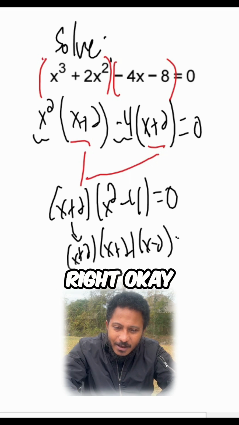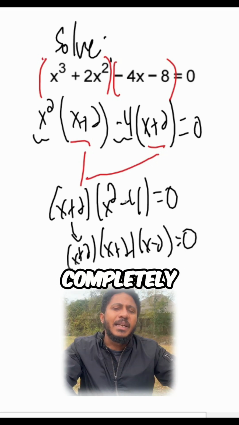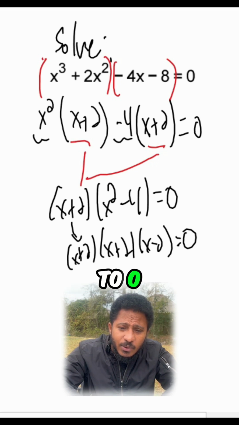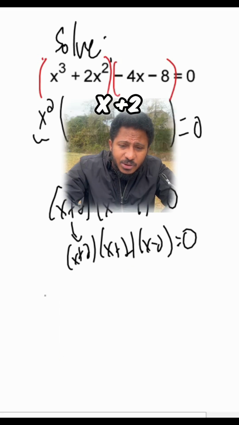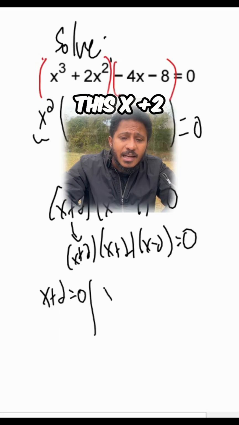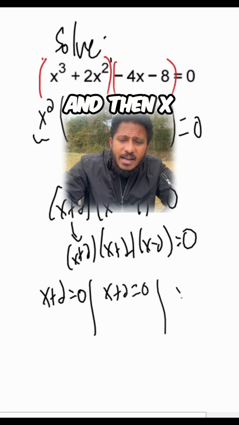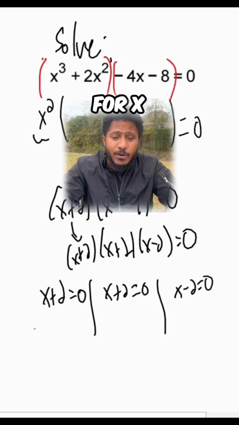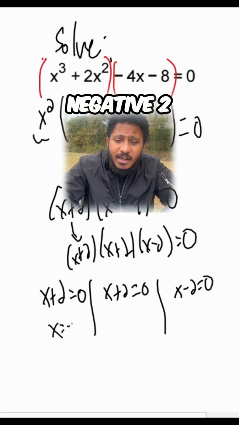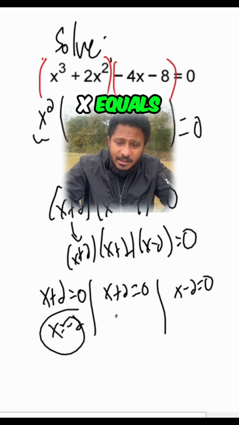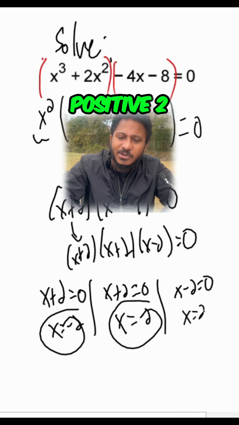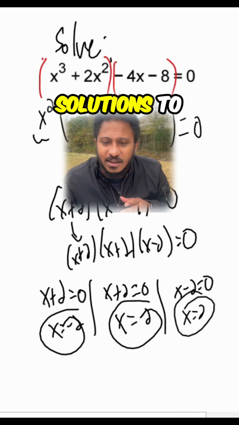So we get 0 on one side, and we completely factor the other side. Now we set each factor equal to 0. So here we set the x plus 2 equal to 0, this x plus 2 equal to 0, and then x minus 2 equals 0. Now we just solve for x separately. Here x equals negative 2, here x equals negative 2 again, and here x equals positive 2. So those will be our solutions to this equation.